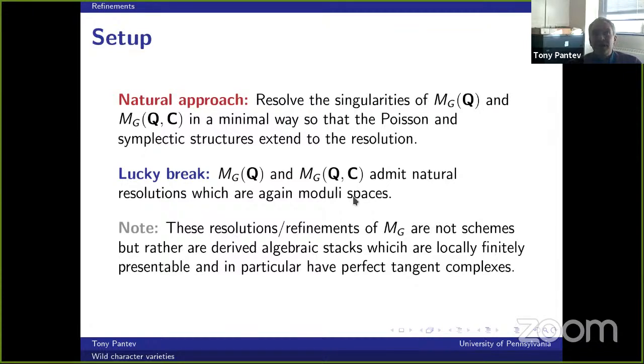So the infinitesimal structure of those is not given by vector fields, but by a complex of vector fields. But that complex is locally a finite complex of vector bundles. And that's what smoothness really means in this world. And that's enough to actually be able to talk about symplectic geometry.